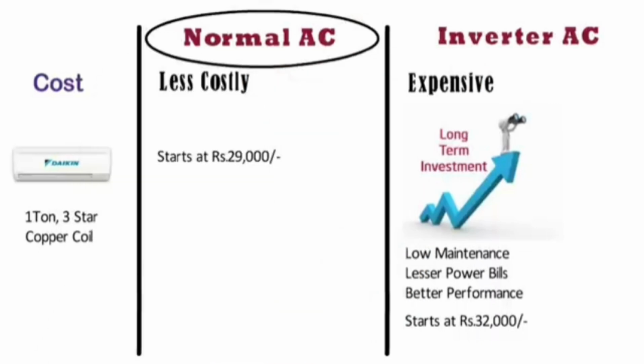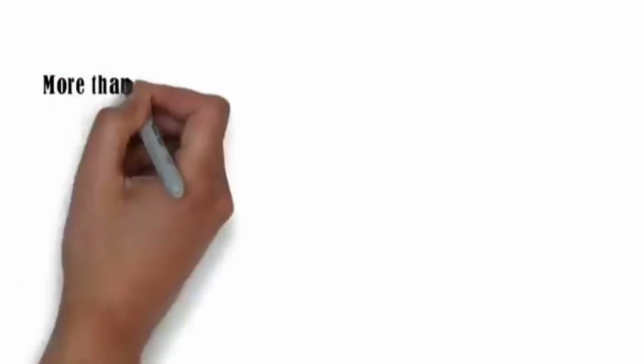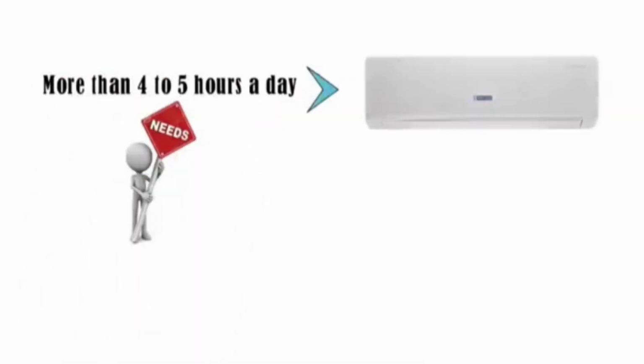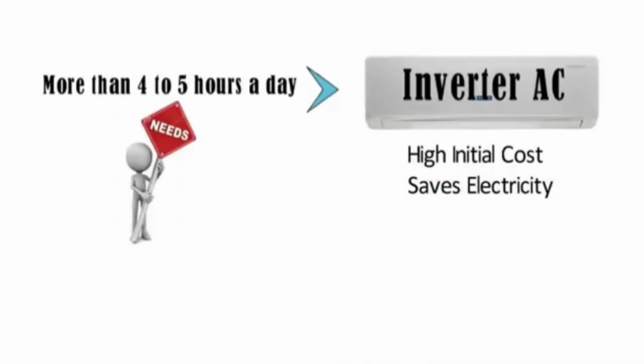Now we understood the differences between normal AC and inverter AC. And we can say that the inverter AC has a lot of advantages, but they are costly as compared to normal AC. It is advised that you select an air conditioner that is suited to your needs. If you use AC for more than 4 to 5 hours a day, then inverter AC is the best option, as the initial cost of inverter AC is high, but it saves power and it is energy efficient. Over a period, it eventually saves on the huge electricity bills.